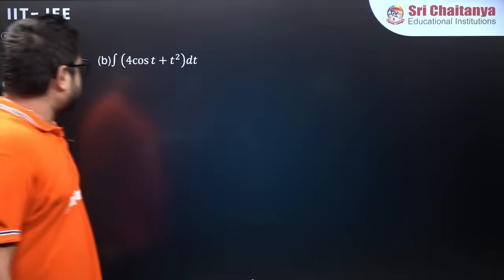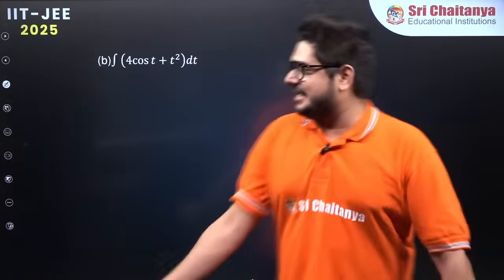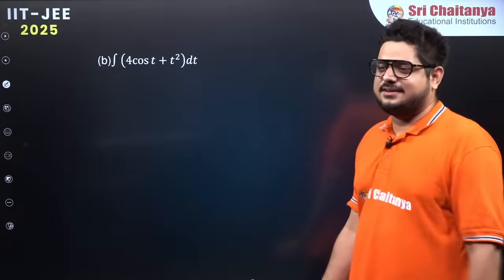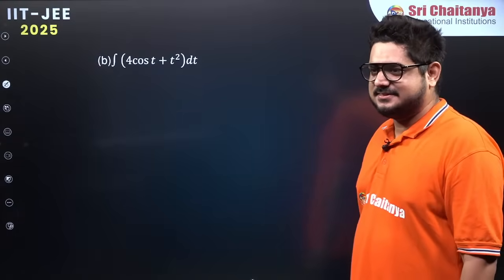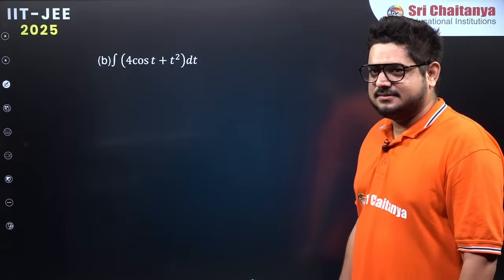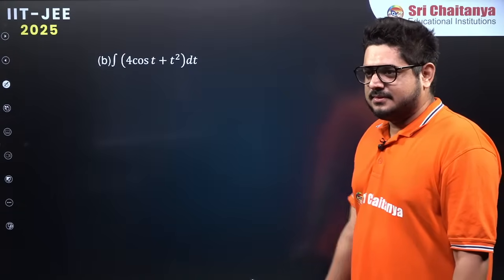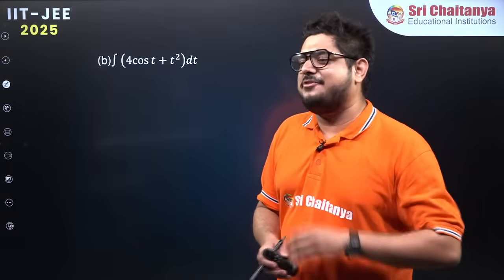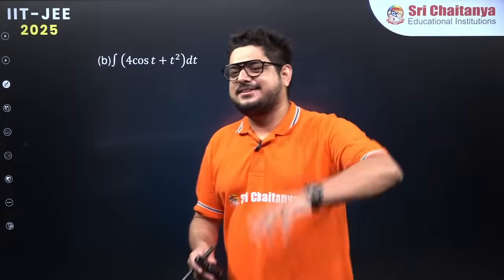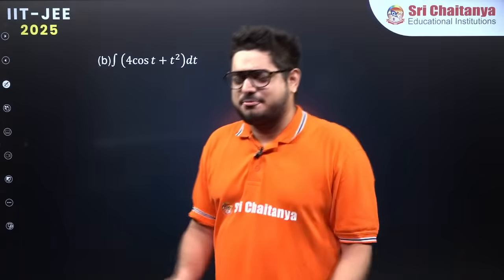So now comes the next question. The next question is on your screen over here. The integral of 4 cosine t plus t squared dt. Okay, so think about it. If you can give me the answer, then it's fine. If not, I will definitely be solving this problem for sure.